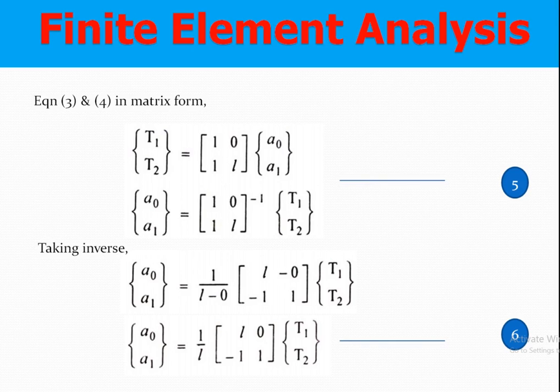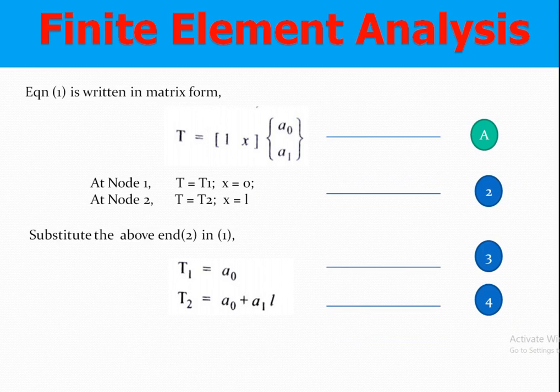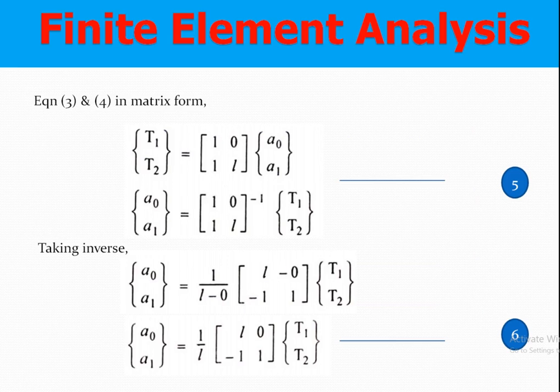Equations 3 and 4 we can write in matrix form, which will be useful to solve for the functions. So [T1 T2] equals the matrix [1 0; 1 L] times [A0 A1]. You take the inverse of this matrix, so taking this inverse term, you write it here again.